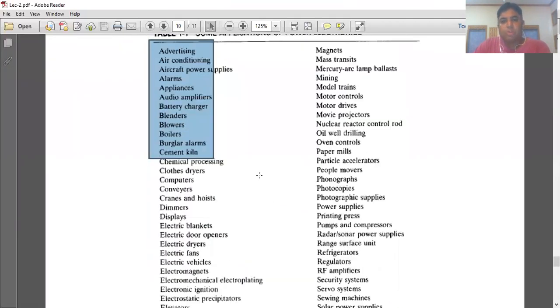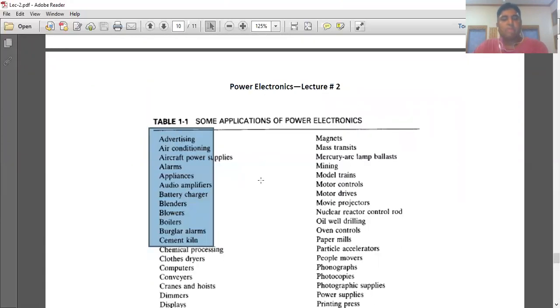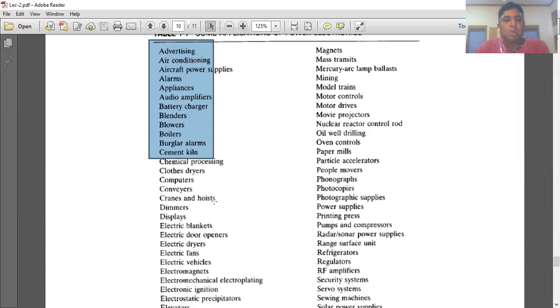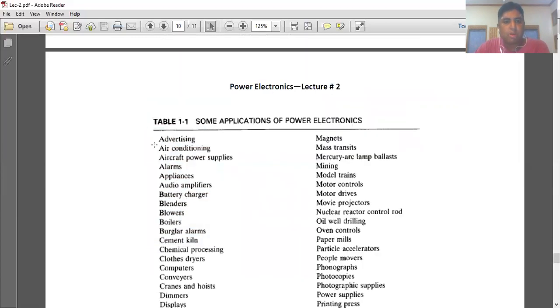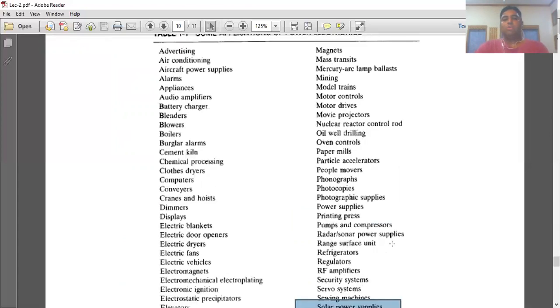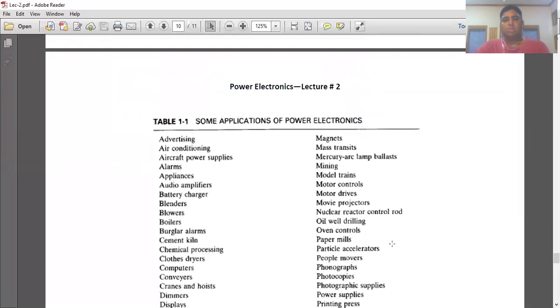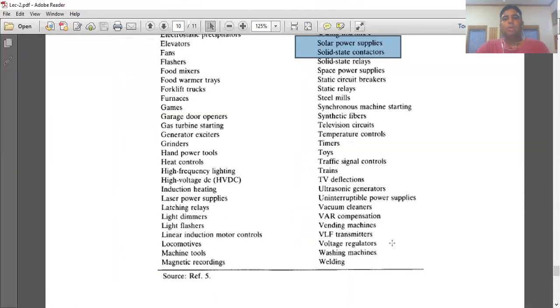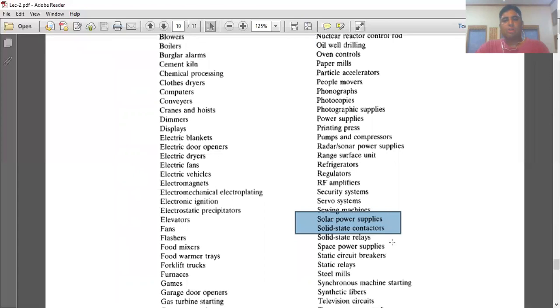Well, in the past, I have used this table for assignments. I can give different assignments to different students. Like I can assign, let's say, application of power electronics in air conditioning to one student, application of power electronics in audio amplifiers, application of power electronics in chemical processing, similarly application of power electronics in, let's say, oil well drilling, application of power electronics in solid state contactors or solid state solar power supplies. So I can use this table in assigning assignment number 1 or maybe later. So you can see these applications of power electronics.